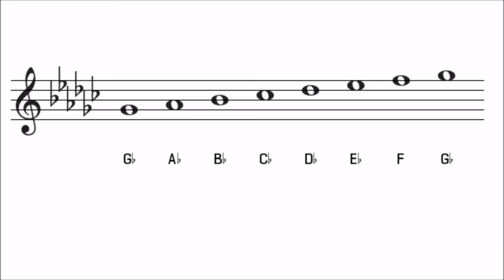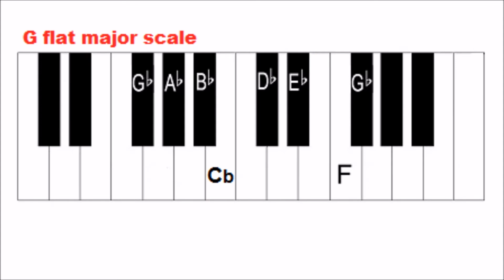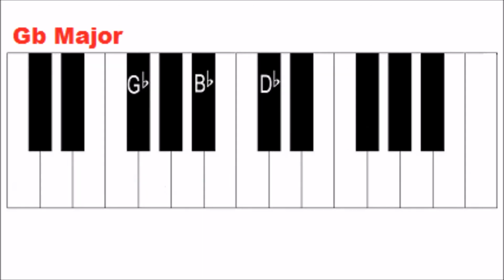Another way to come up with chords by key is to first of all know what the notes of the scale are. Then form each chord by skipping a letter or note. For instance, you can start on G flat, skip A flat, play B flat, skip C flat, and play D flat, giving you G flat, B flat, D flat, and this is a G flat major chord.